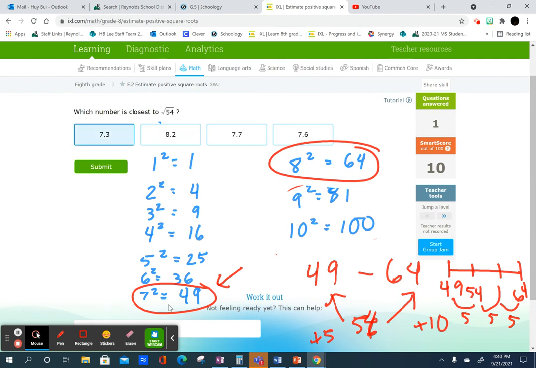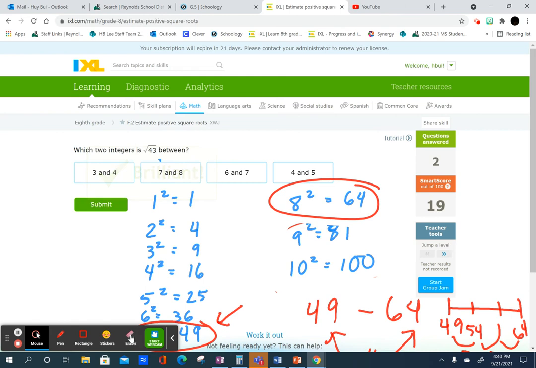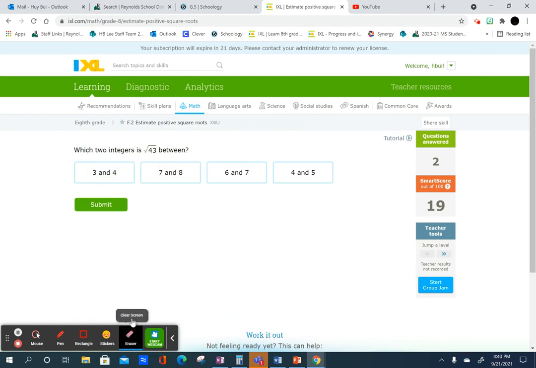So it's closer to 7. This is closer to 8, and this one's more than 8, so this one's going to be more than 64. So 54 is closer to 7, and that's going to be our answer there. Okay. I'm actually going to clear the mess now.